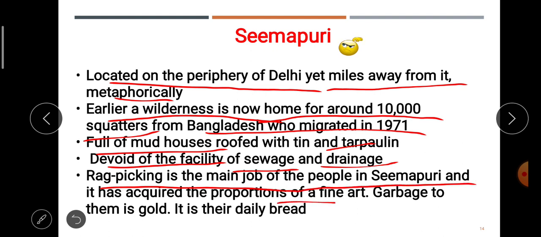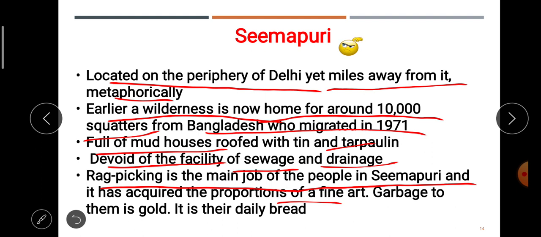Rag picking is the main job of the people in Seemapuri, and it has acquired the proportions of fine art. Students, this is also very much important. You can just underline this part, or you can take it down in your notes also. Why is this rag picking compared to fine art? What is the job of fine art? Fine art is a means of beautification.